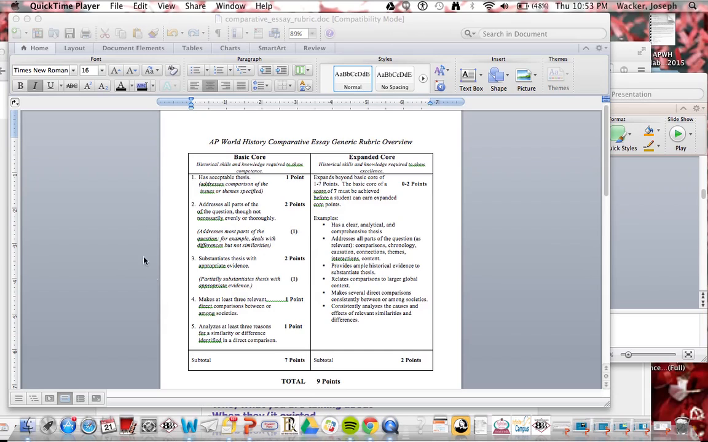Because if you look at the rubric here for the comparative essay, the very first point you can receive is, do you have an acceptable thesis? What does that mean, acceptable thesis? It's worth 1 point, but really, if you don't have a thesis that's appropriate in your paper, the odds of you having the necessary data or the correct data to receive the other points drops significantly.